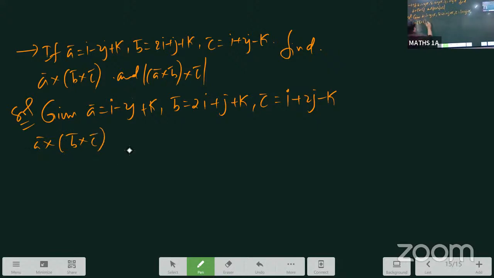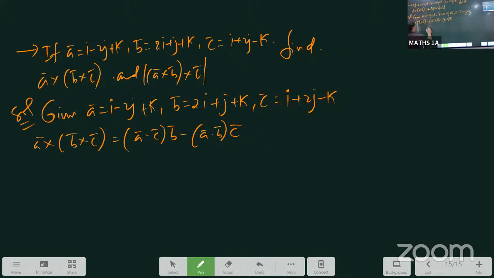That I am going to write it as again vector triple product definition. A bar dot C bar B bar minus A bar dot B bar C bar. Same. Just now we did one sum, same approach, but there are two different sums. And these two different sums you are going to do. Is it clear?